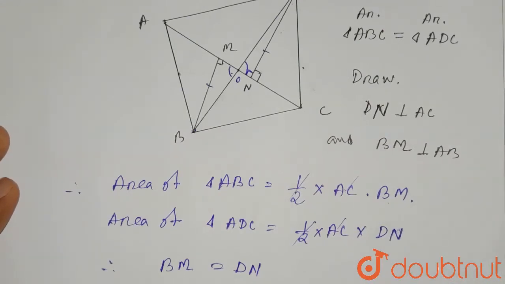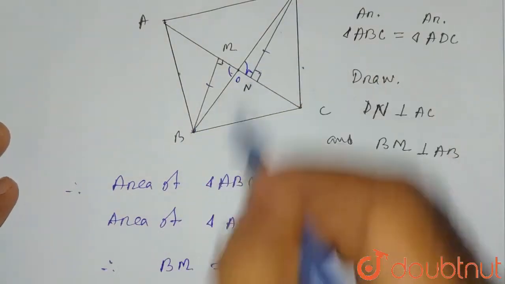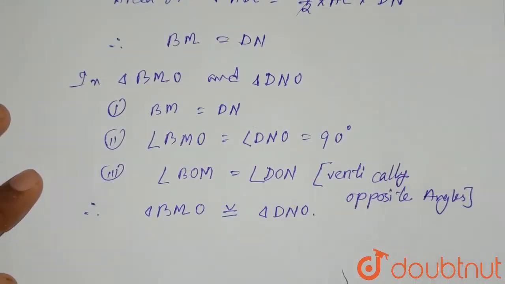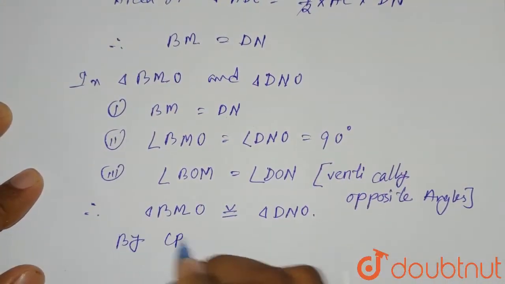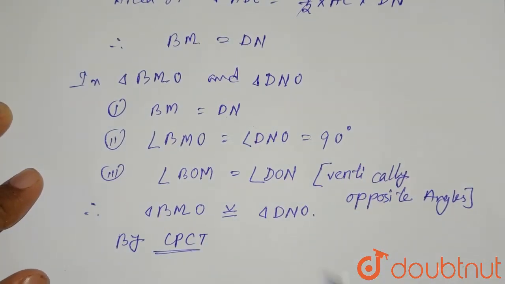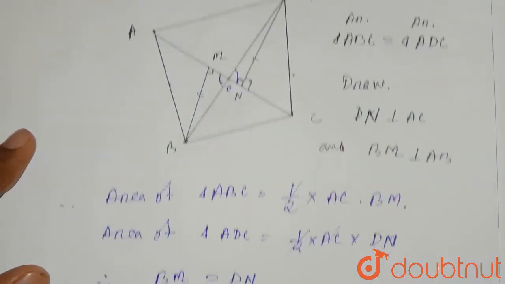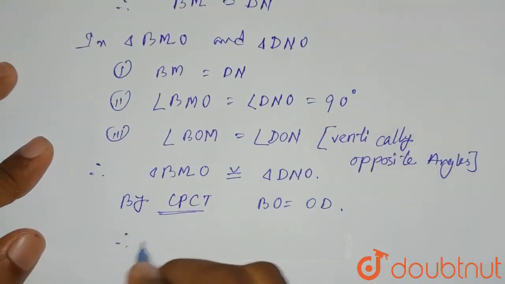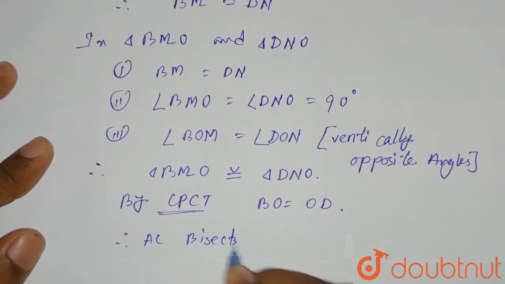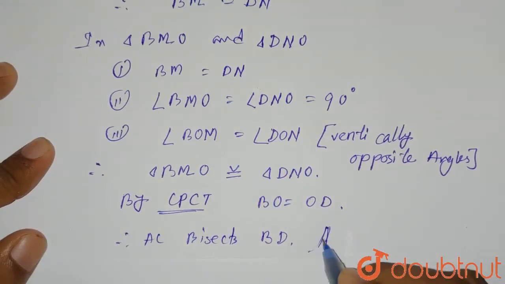As these two triangles are congruent, by using CPCT, that means corresponding parts of congruent triangles, BO equals OD. That means the line BD is bisected at point O. From that point O, the line AC also passes. So we can say that AC bisects BD. This is what we have to prove. We have to prove that the diagonal AC bisects the diagonal BD, and we have proved it. So this is the required solution for this question.